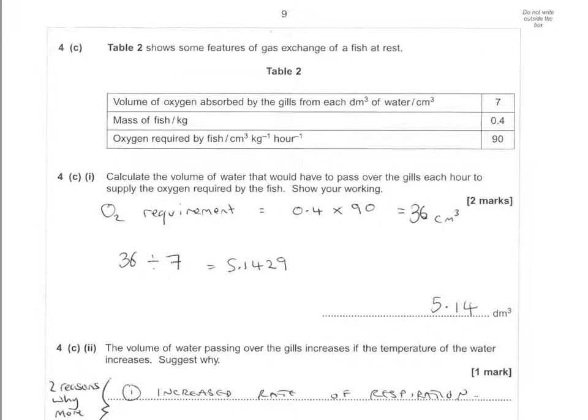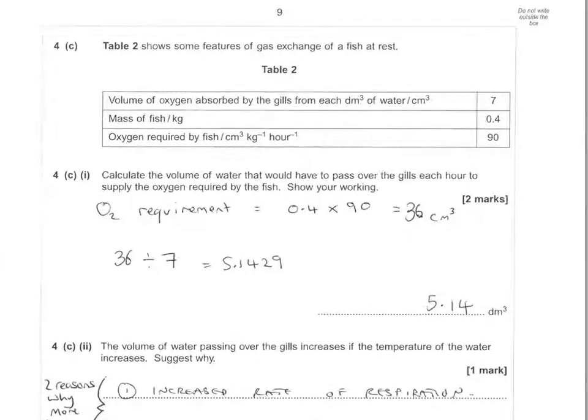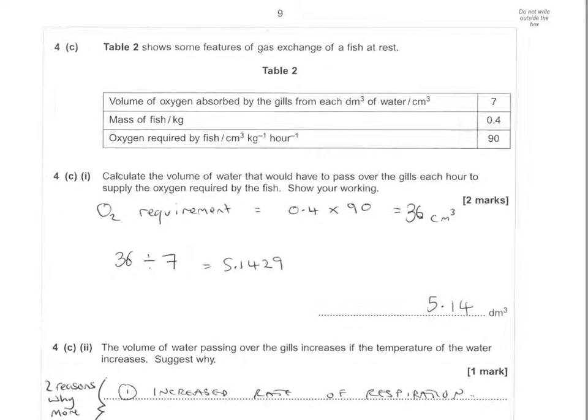This one was a little bit trickier. To answer this one, you first of all need to work out how much oxygen the fish needs. You're given how much a fish needs per kilogram per hour. So the fish itself needs only 0.4 kilograms. So the oxygen requirement of the fish is 0.4 times 90. That's 40% of 90, which gives you 36 centimeters cubed. So that's how much oxygen the fish needs.